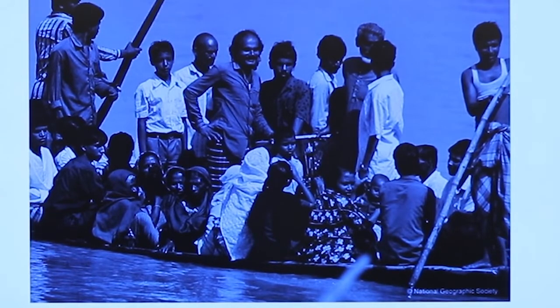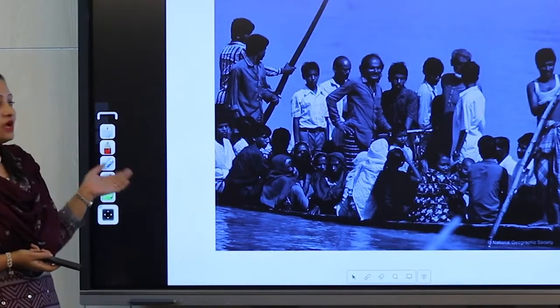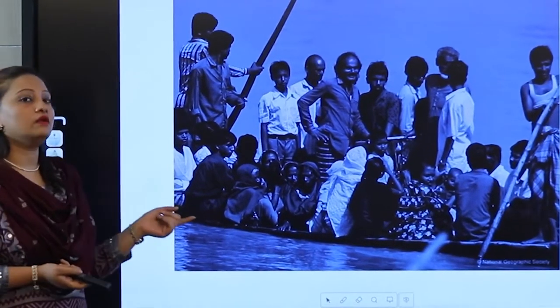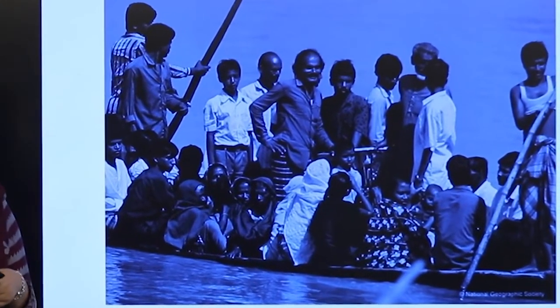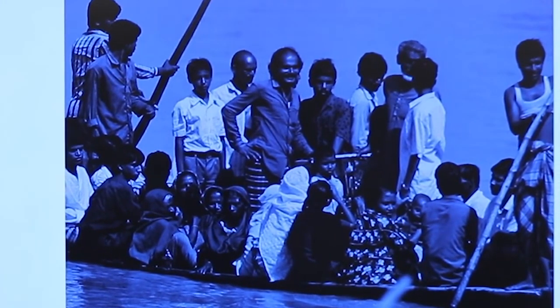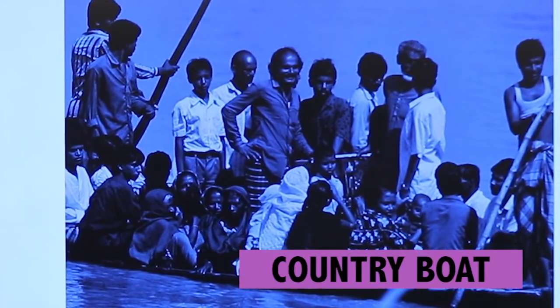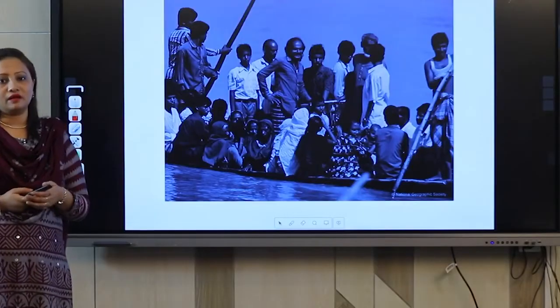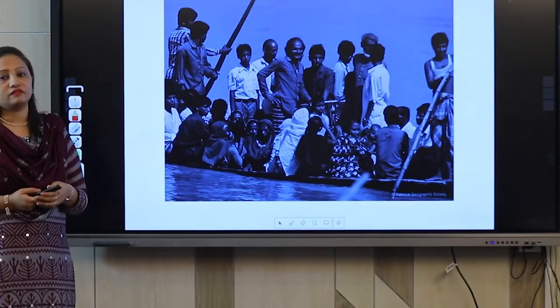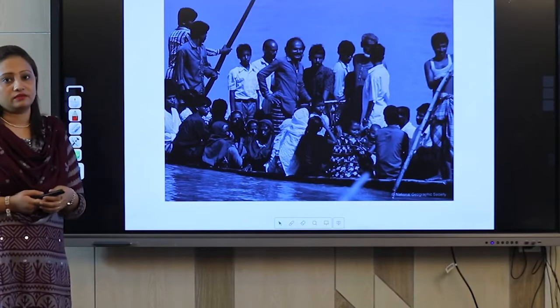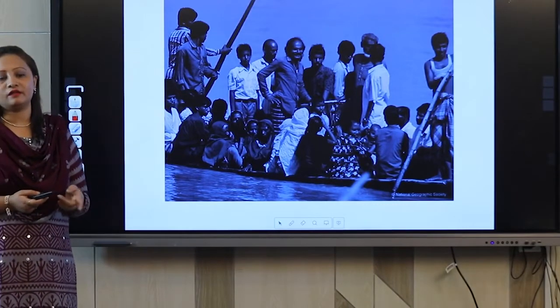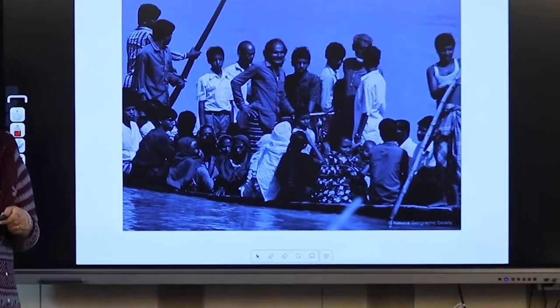What you can see over there is lots of people traveling on a boat, and mostly they are from the village. They are called villagers. What type of boat are they traveling on? In Bengali it's called dinginoka or kheanoka, and in English it's called a country boat. In our Bangladesh, most of the village people travel on it, as it is not available in city areas.